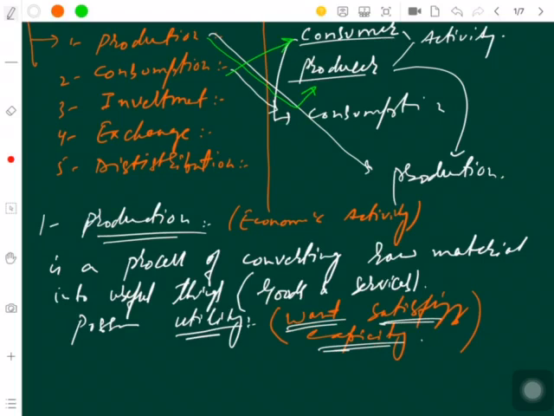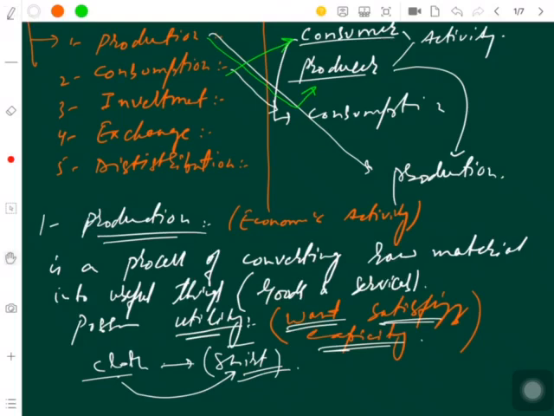So production being an economic activity, for example, cloth is a raw material. What do we make from cloth? We make, let us say, a shirt from it. So cloth is a raw material from which we make a shirt. This shirt now has some utility. We will wear it, we will use it. So it is satisfying our utility, our want. So from cloth to shirt, it is the process of production.